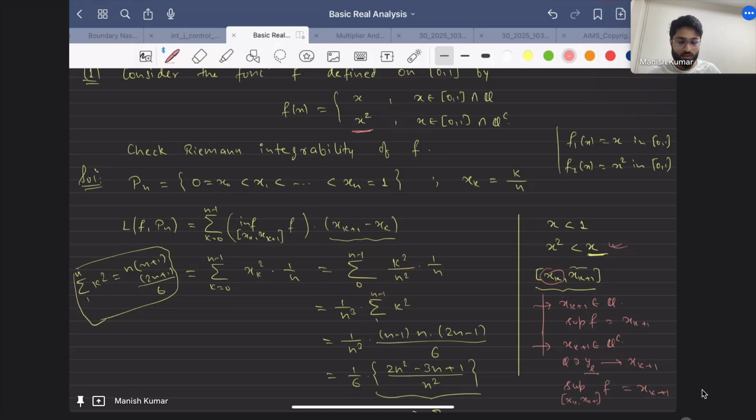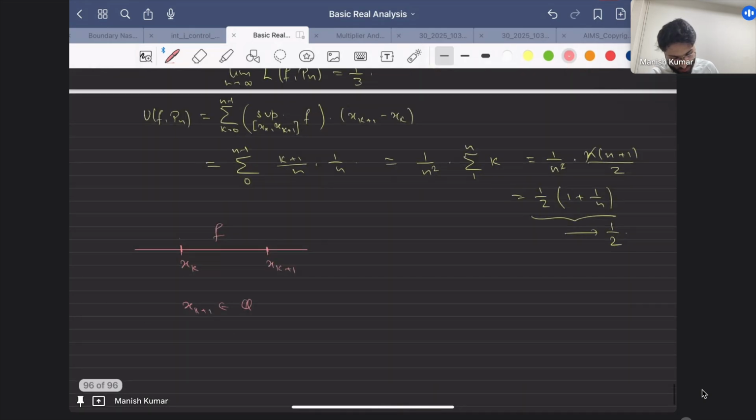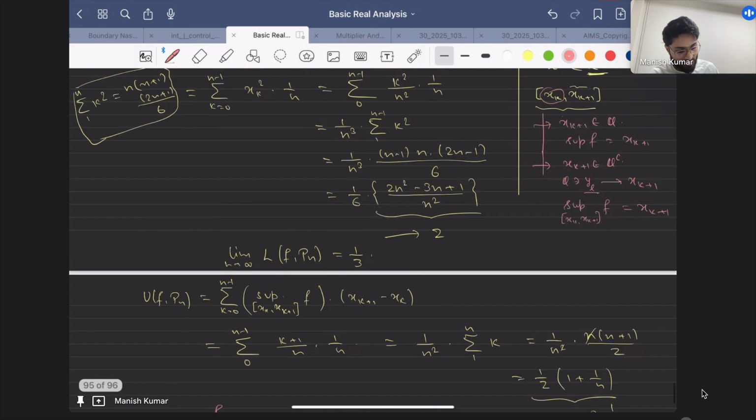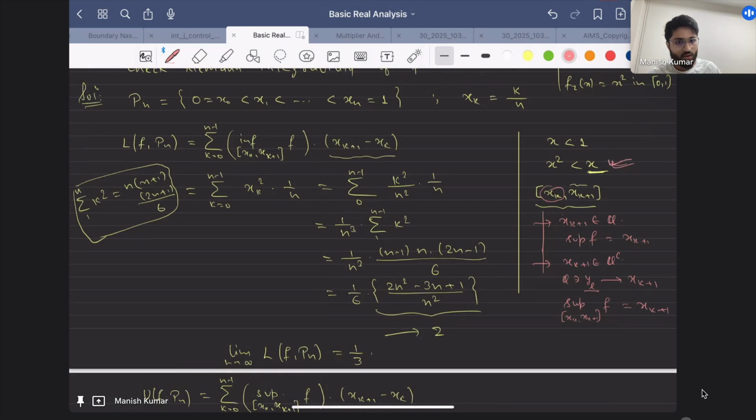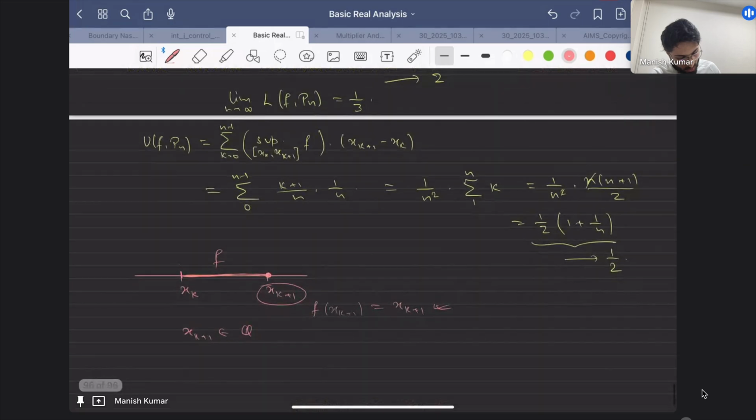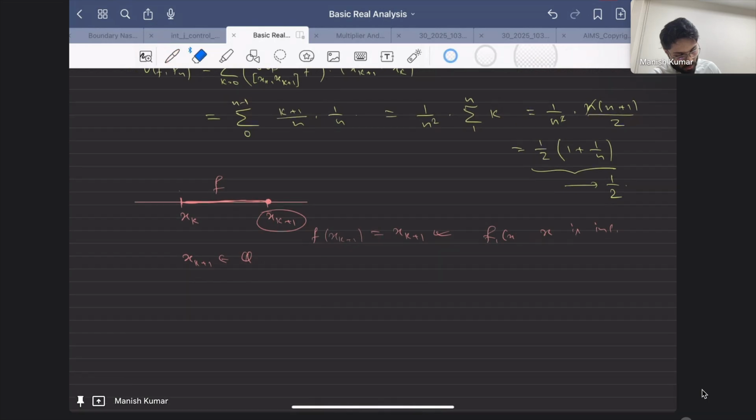If I look at this xk plus 1, then I know f at xk plus 1 is equal to xk plus 1, and this would be the supremum because in this interval this is the highest value. This is what one function can achieve from this relation. This is one of the relations, and the second relation is that f1 of x equal to x is increasing. Sir, when x is irrational, you have defined x square, sir, as the value of the function.